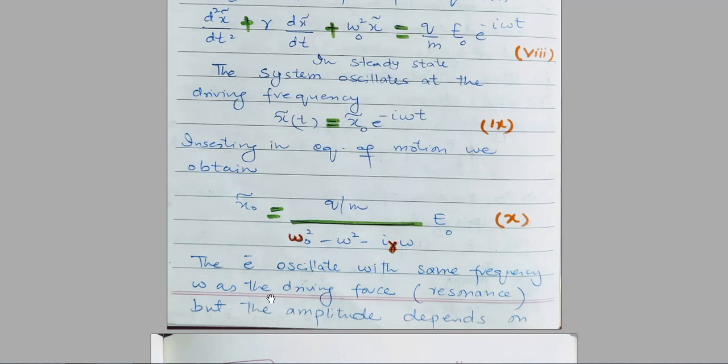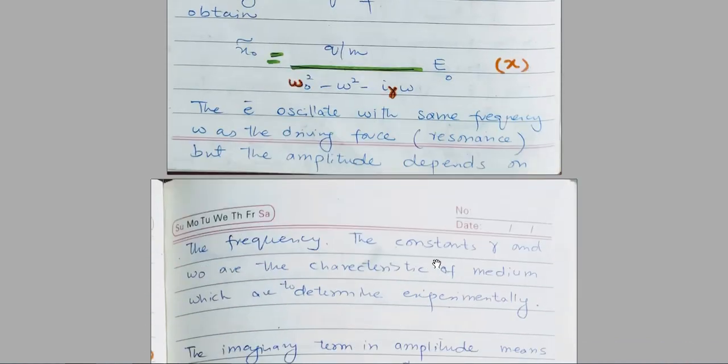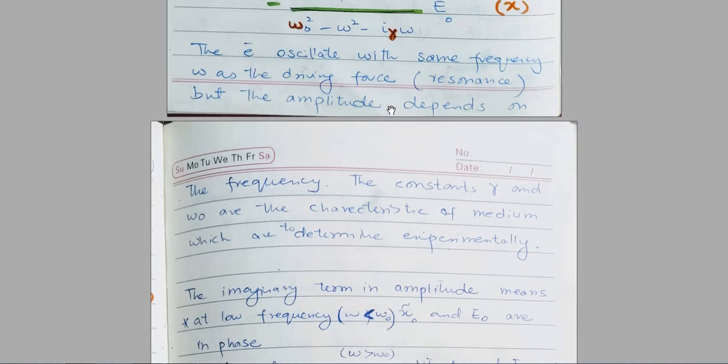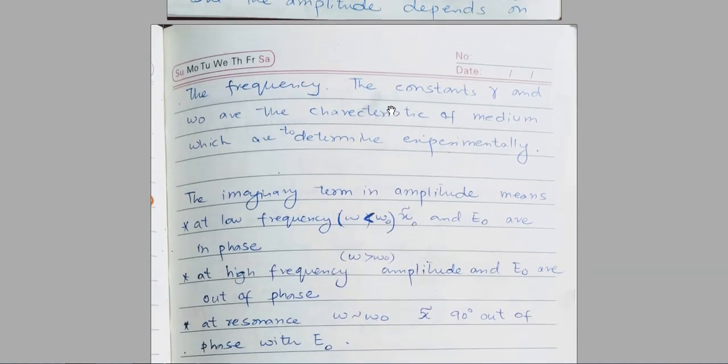The electron oscillates with the same frequency omega as the driving frequency, and this happens at resonance. But the amplitude depends on the frequency. The constants gamma and omega naught are characteristics of the medium, which are determined experimentally. Here we have explained that at resonance omega naught and omega will be equal, and x naught will be proportional to omega and the damping factor. The natural frequency omega naught and gamma can be found experimentally.